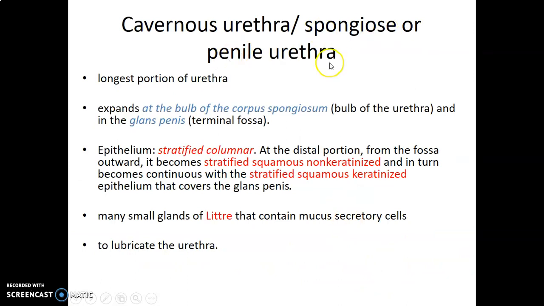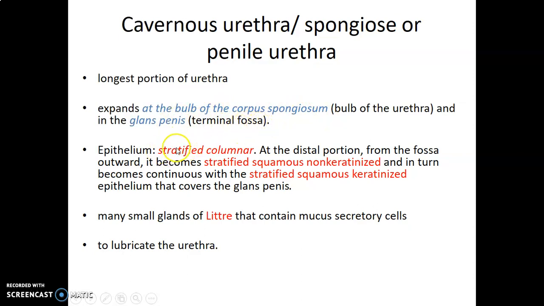Then the penile urethra or cavernous urethra is the longest portion of the urethra. It expands at the bulb of corpus spongiosum, which is the bulb of the urethra, and in the glans penis. So it has two enlargements, at the bulb of corpus spongiosum and at the glans penis, forming the terminal fossa.